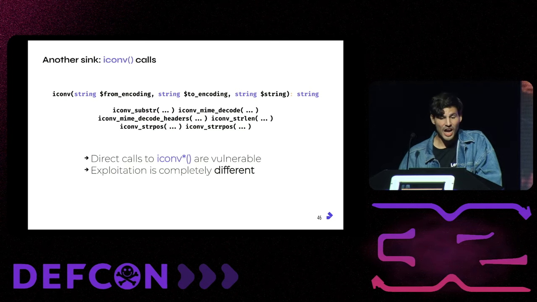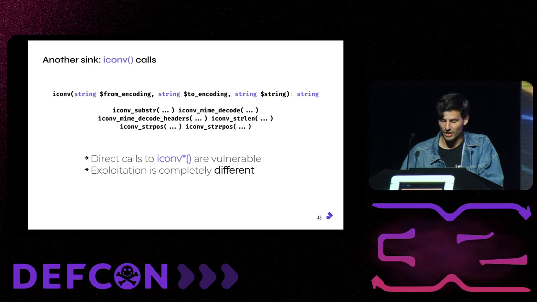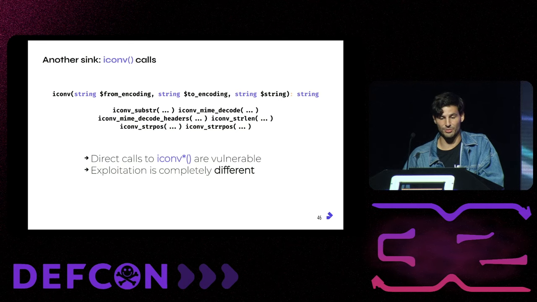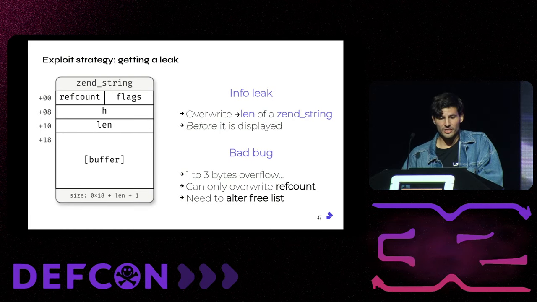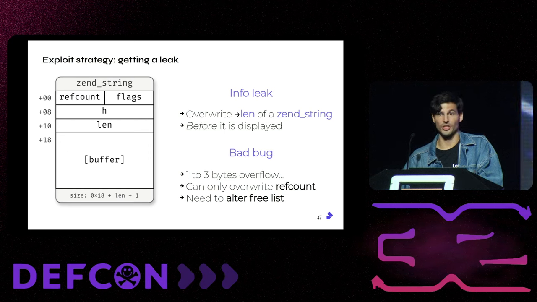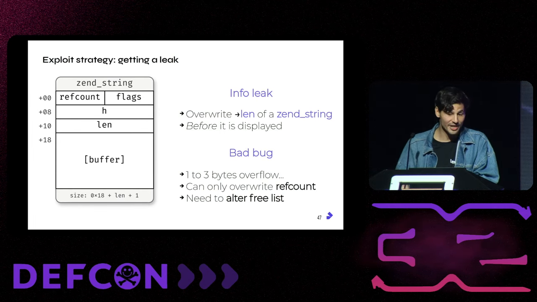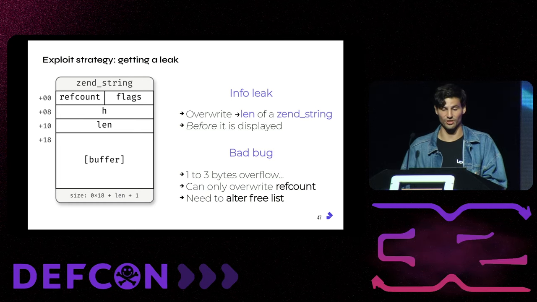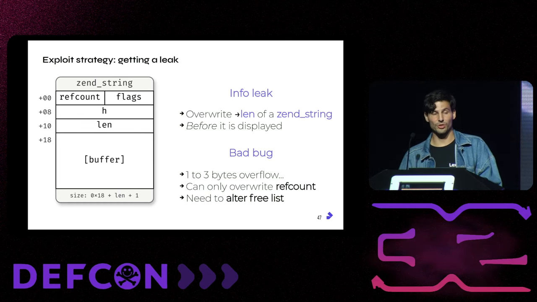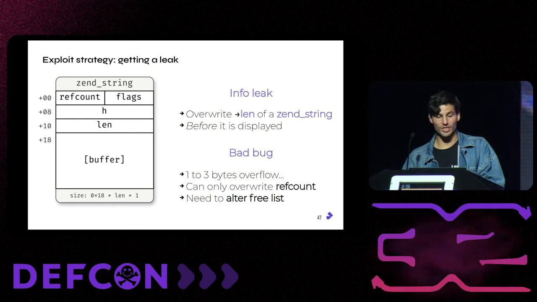So, how do we exploit such a call to iconv? Well, it's very different from the attack that we've seen using PHP filters. Here we don't have a file read primitive, so we cannot just read proc maps or read the libc or anything. We need to go, I would say, old school exploitation, where we need an info leak to get some pointers, and then we can start with the exploitation. And in PHP generally, when you want an info leak, what you do is try and alter the length field of a zend string.